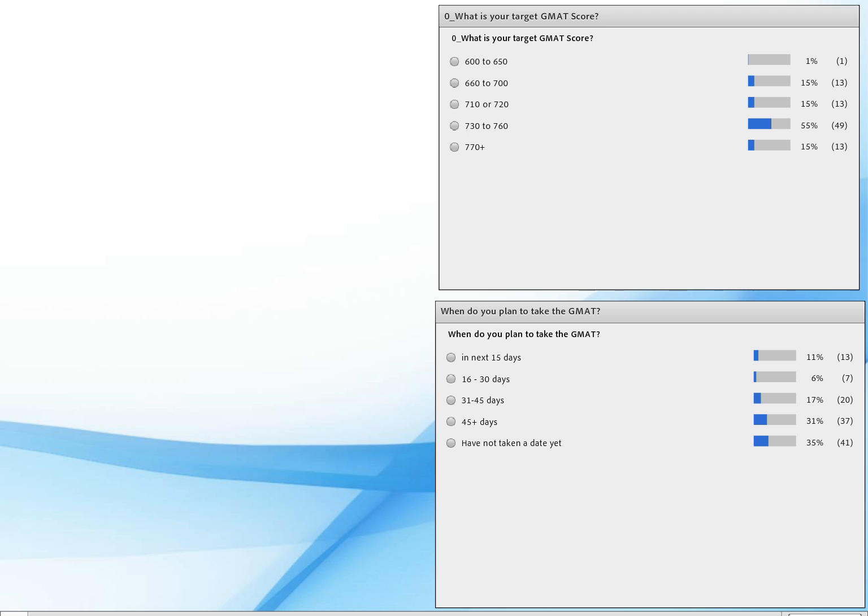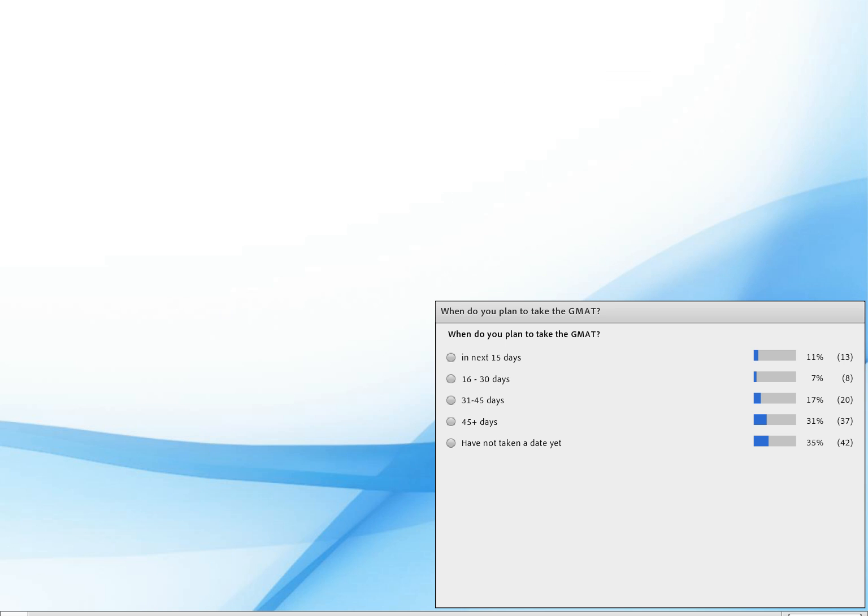With that, let's get to know you a bit better. With regards to the target GMAT score, I have a big group in that 730 to 760 range, about 55% of you. A very similar number are in the 710, 720 or 770 plus range. And then we have about 15% of you in the 600 to 700 bucket. Thank you for that.